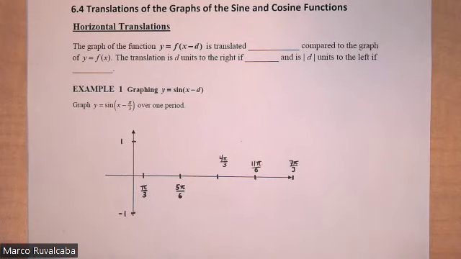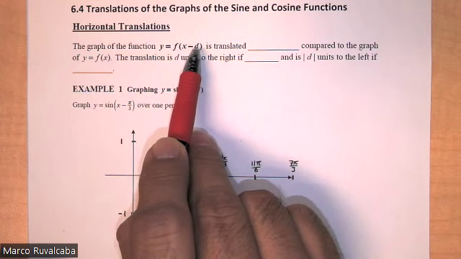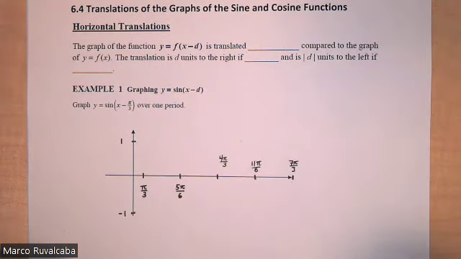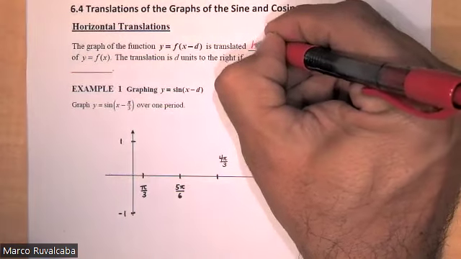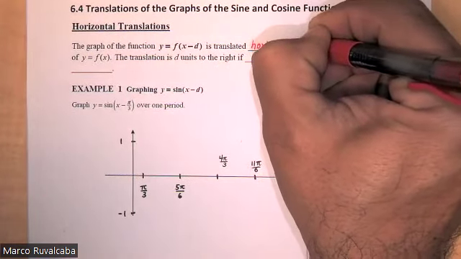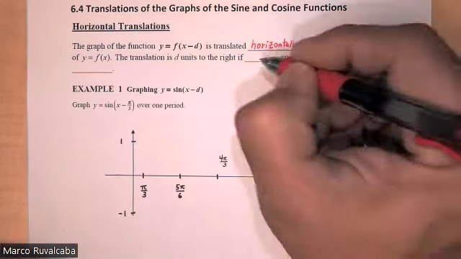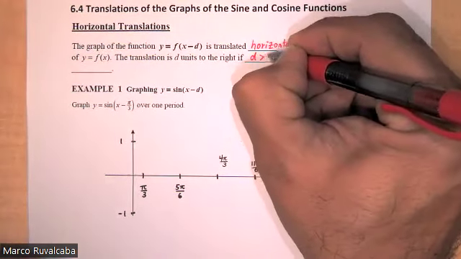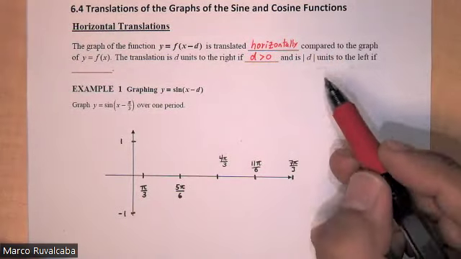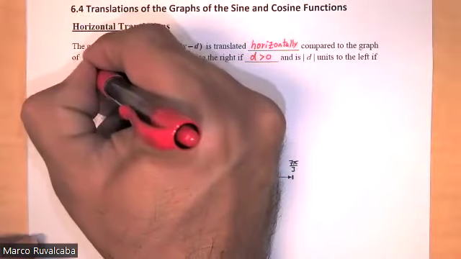The graph of a function that has this difference d is translated horizontally compared to the graph of just y equals f of x. The translation is d units to the right if d is positive or greater than 0, and is the absolute value of d units to the left if it is negative.